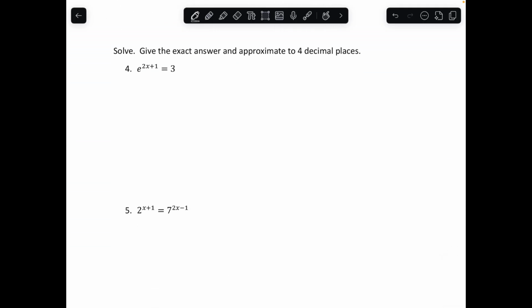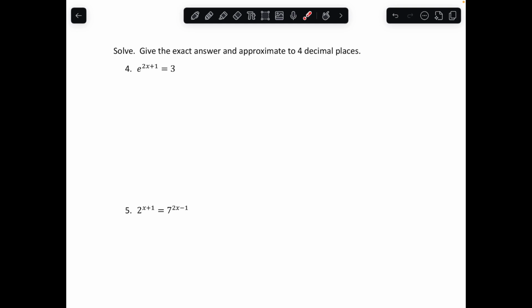So for these problems, we want to find the exact answer and an approximation to 4 decimal places. Starting off with number 4, I see that I have e as a base on the left side, and then I have a 3 on the right. It's going to be very difficult for me to try and write 3 as e to a power, so I need to find a different way of dealing with this.